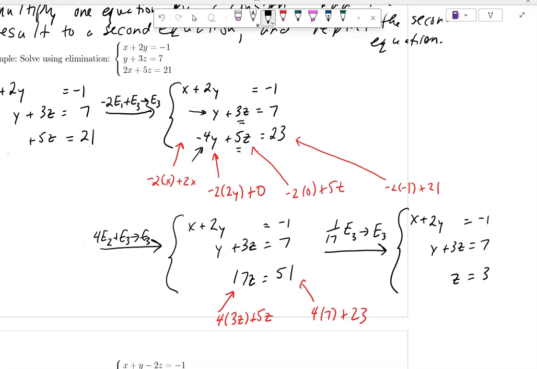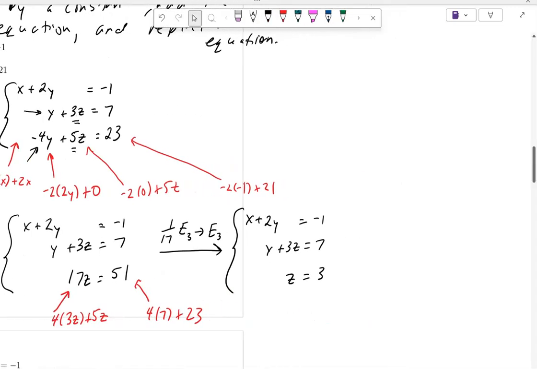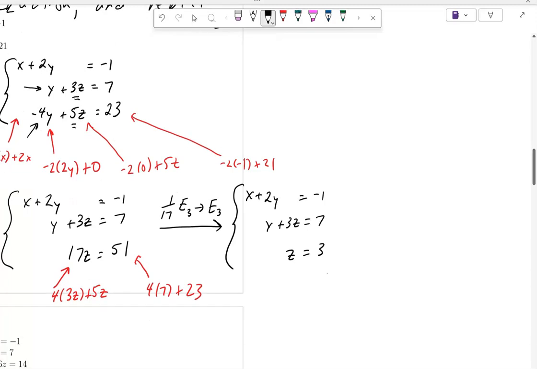Okay? So the z is 3. What can I do with that to figure out the y? Good. Plug it back. Yeah, we're going to do that back substitution, right? Take this and go back up 1 step. Y plus 3 times 3 equals 7. 3 times 3 is 9. Subtract your 9, you get y equals -2.